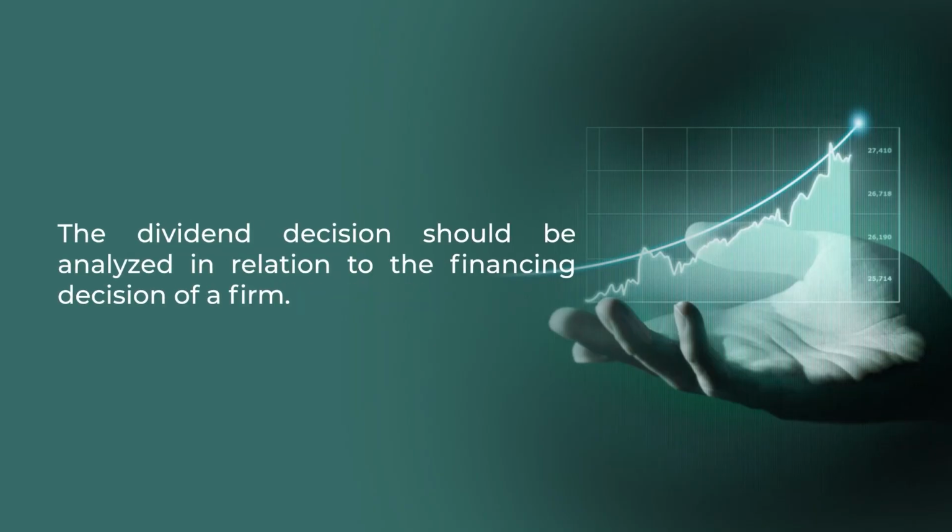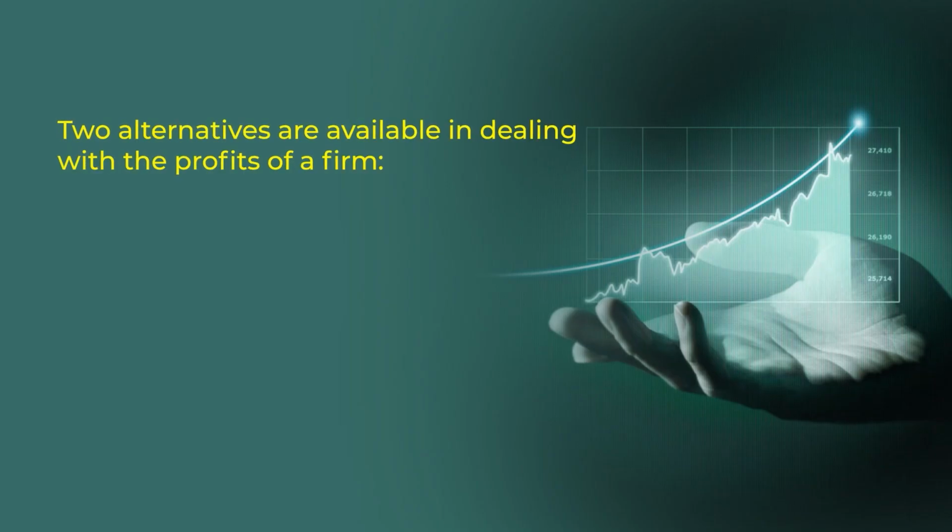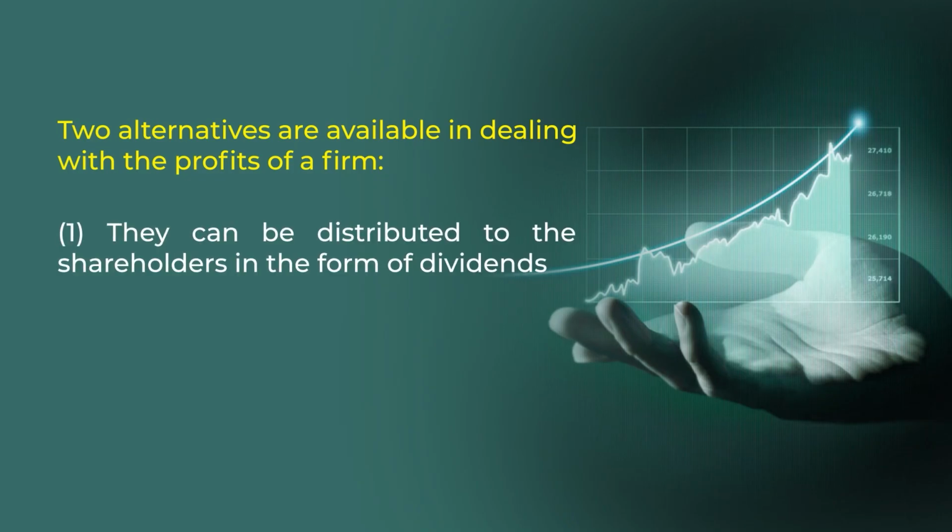The dividend decision should be analyzed in relation to the financing decision of the firm. That means we are going back to the supply side. It is a circular process. Now, what does a finance manager have to do? He has two alternatives available regarding the use of profits, that is, the 30 crore which I have talked about. They can be either distributed to shareholders in the form of dividend.